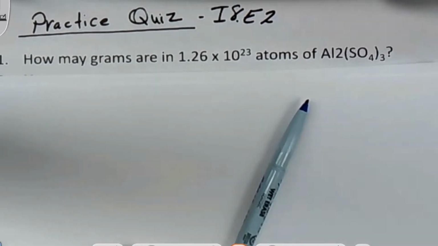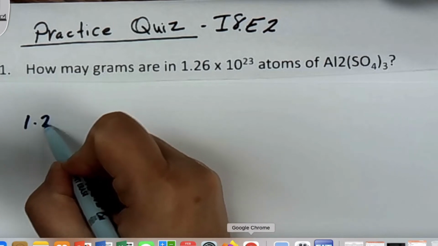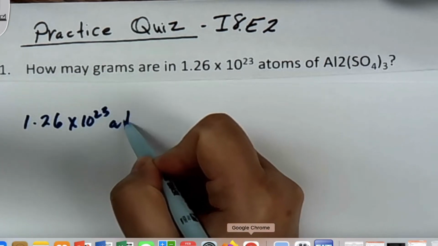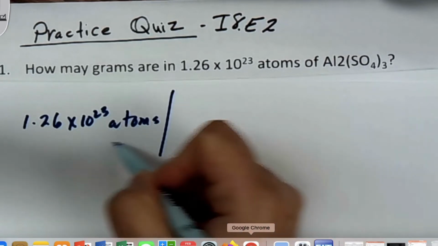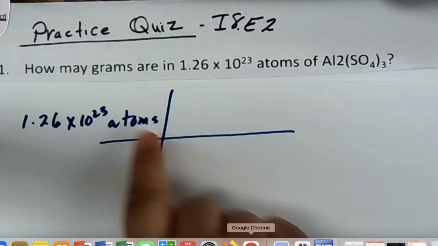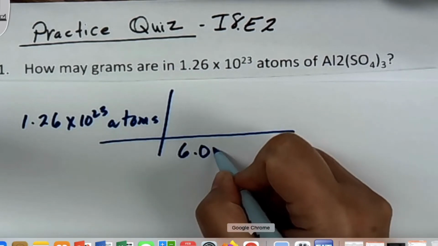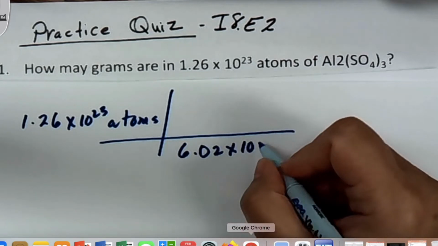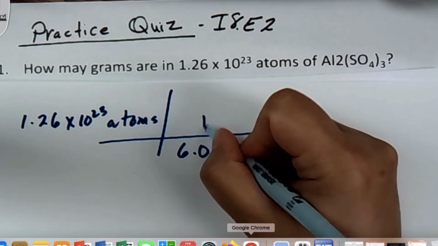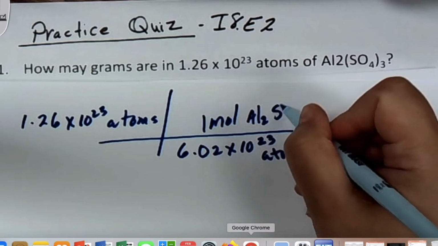Zoom out a little bit. We want to start with what's given. What's given is 1.26 times 10 to the 23rd atoms. And then to convert atoms to moles, we can't convert atoms to grams right away. We have to go to moles. We divide by Avogadro's number, which is 6.02 times 10 to the 23rd atoms, always per 1 mole of aluminum sulfate.